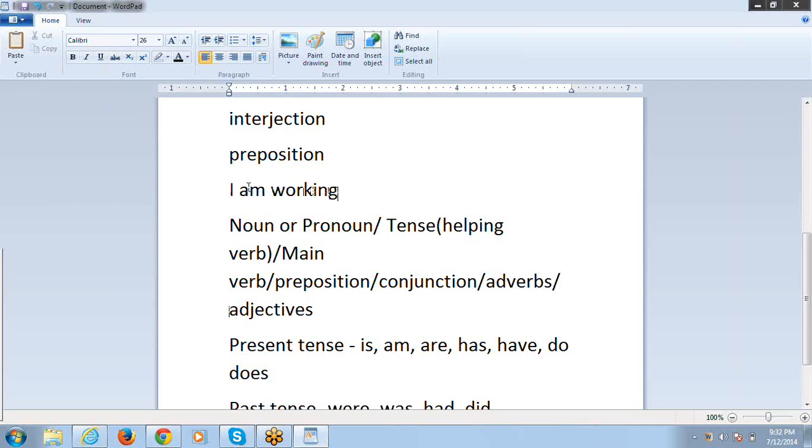Am is a tense. Helping verb. Working is a verb. I am working in AMN Healthcare. Just one company.